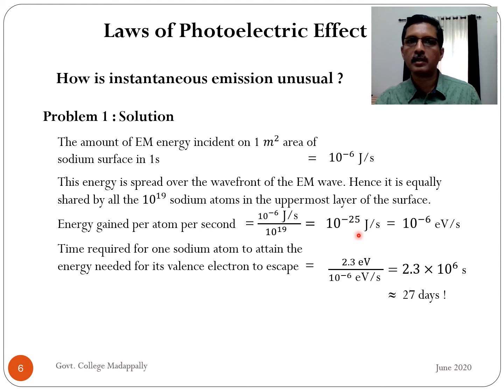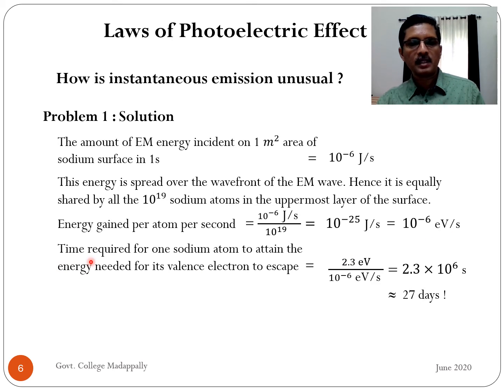Let us convert this into electron volt, because we know that at atomic levels we need only a small unit of energy, which is electron volt. To convert joule into electron volt, you divide by the electronic charge, which is 1.6 into 10 raised to minus 19. Let us consider only the order of the value. So you divide by 10 raised to minus 19, and 10 raised to minus 19 and 10 raised to minus 25 will combine. We have 10 raised to minus 6 electron volt per second. So the energy gain per atom per second is 10 raised to minus 6 electron volt in 1 second.